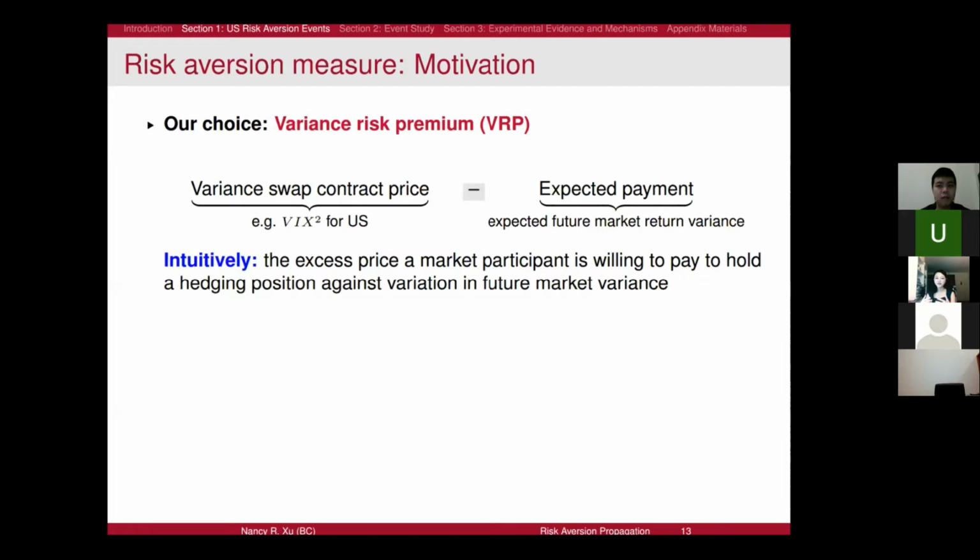That's why they're happy to pay more to have a hedging position against future volatility fluctuations. In bad times, if you are more risk averse, you want to pay more to have this hedging position. Versus during good times, you maybe say, I don't need this hedge or insurance, and you don't want to pay this excess price.